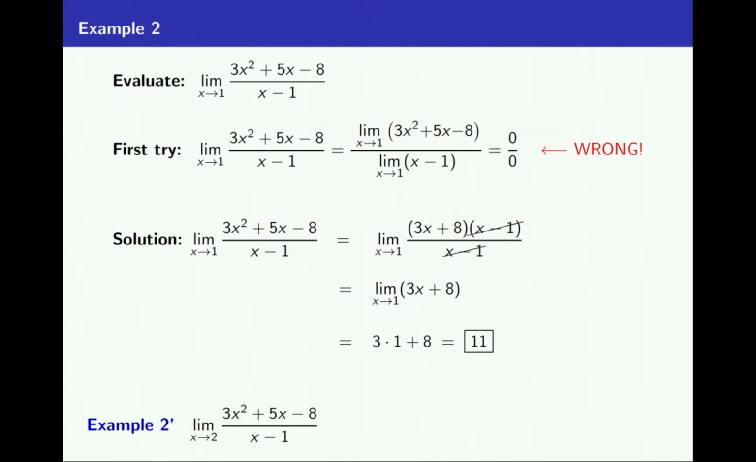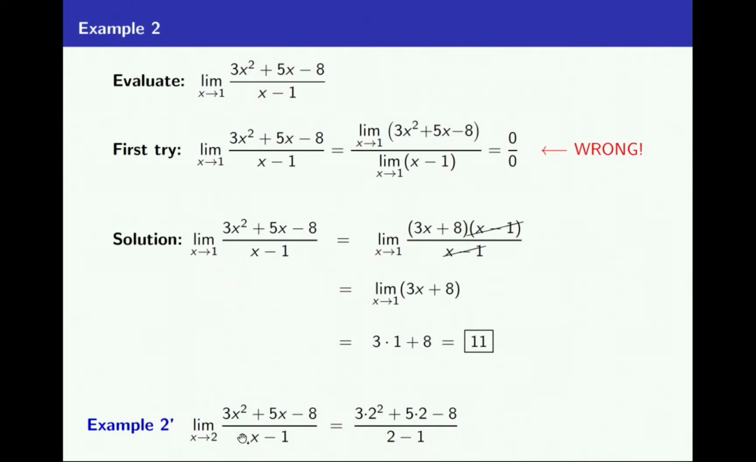I'm going to do a slight variation on this example to drive home a point. In example 2 prime, it's almost the same problem as example 2 that we started with, except that instead of x approaching 1, x is approaching 2. Now, if you wanted to, you could factor, as we did here, to solve this problem. However, notice that as x approaches 2, the x minus 1 on the bottom is not turning into 0. It's turning into 2 minus 1. So for this problem, we could actually apply our limit law if we wanted to.